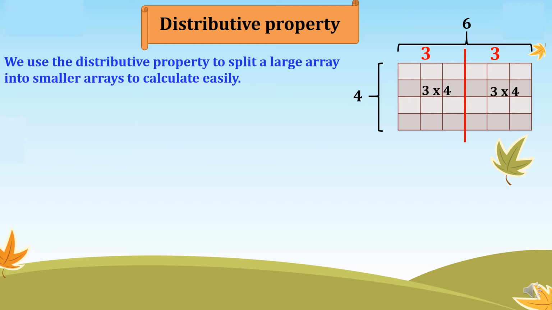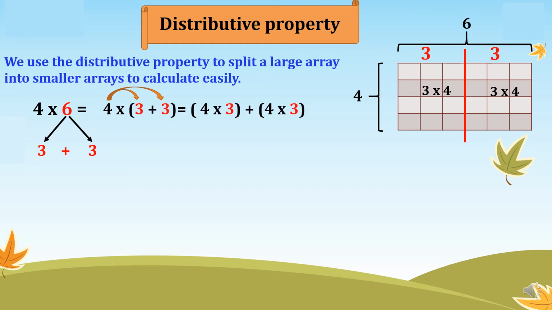If we wanted to find an equation to understand it, the biggest array is 4 times 6. I split or I cut 6 into 3 and 3. So 6 will be 3 plus 3. So we don't have 6 now. We have 3 plus 3. So 4 times 3 plus 3.